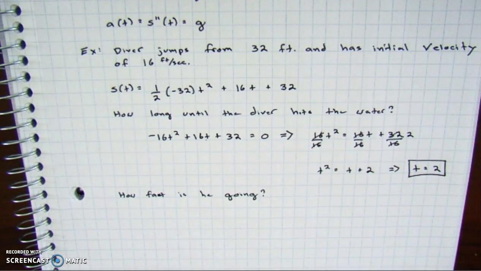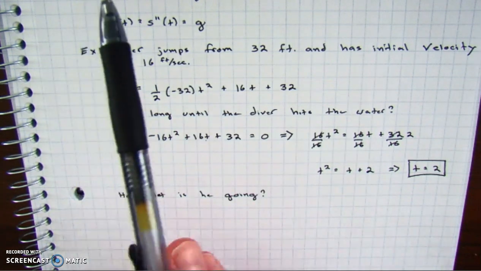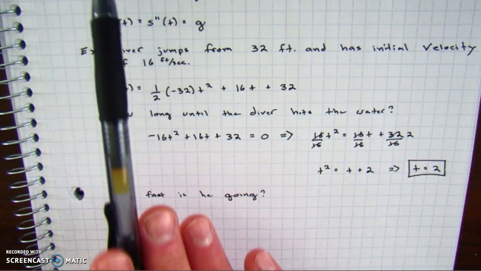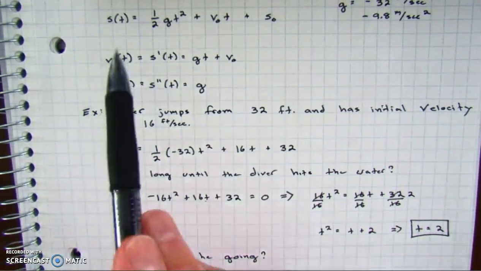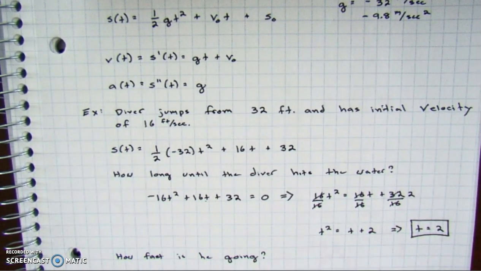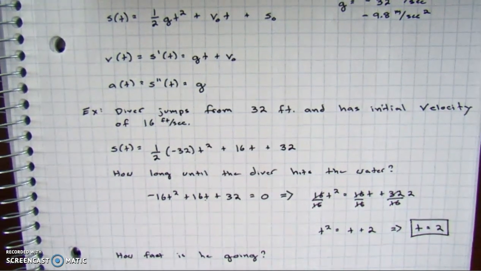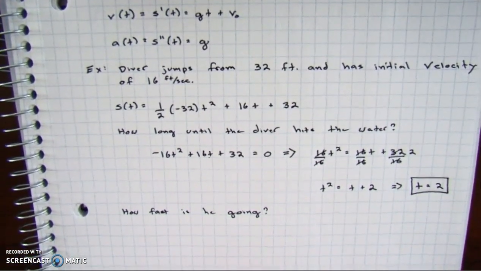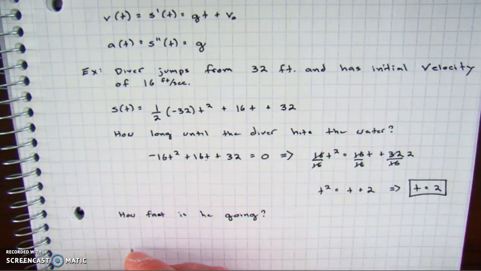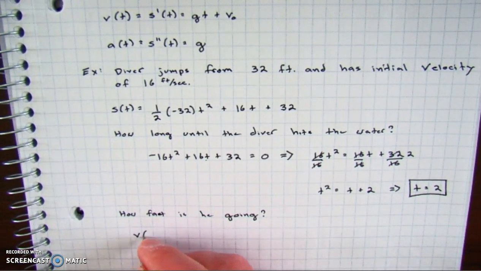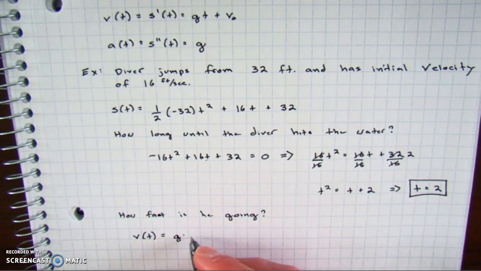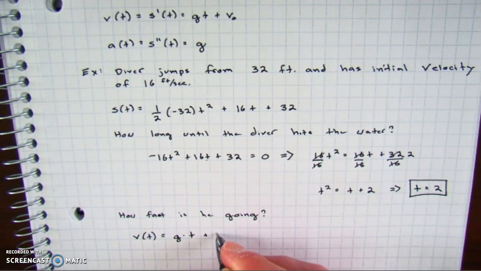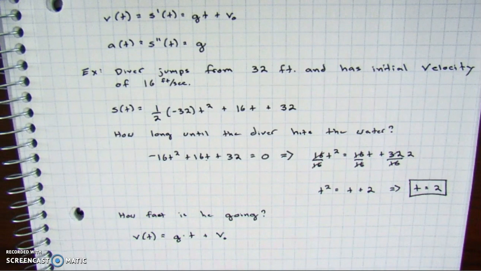Well, that's a good question. With this, we just take the derivative, because remember, the first derivative of the position gives us the velocity. So we already sort of did the math up there. We got our equation. So the velocity at t, let me write it right here, is going to equal g times t plus v naught.